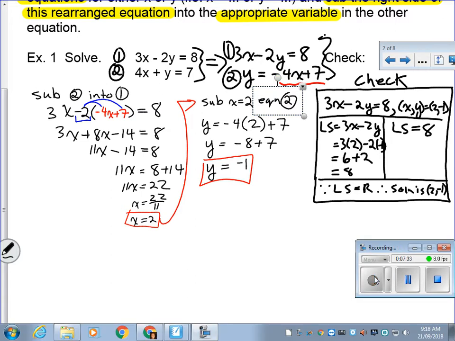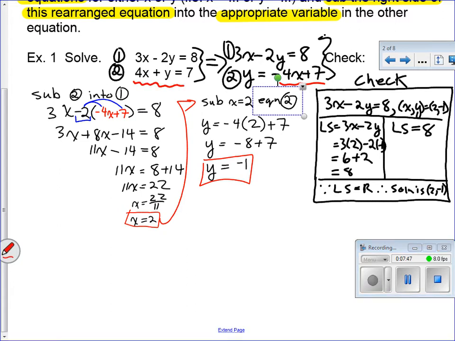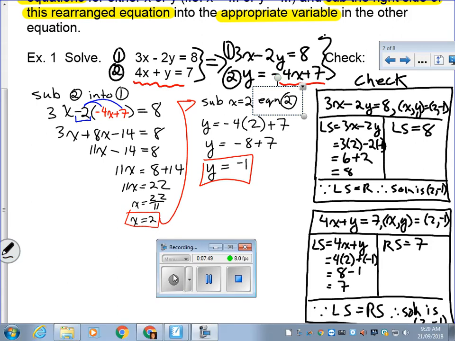Yes, John, that's right. So when we go back to our original, we have to always go back to the original equations. For the second check, you're going to use 4x plus y equals 7. That's this equation right here. So now by doing your second check, you're going to get this solution.